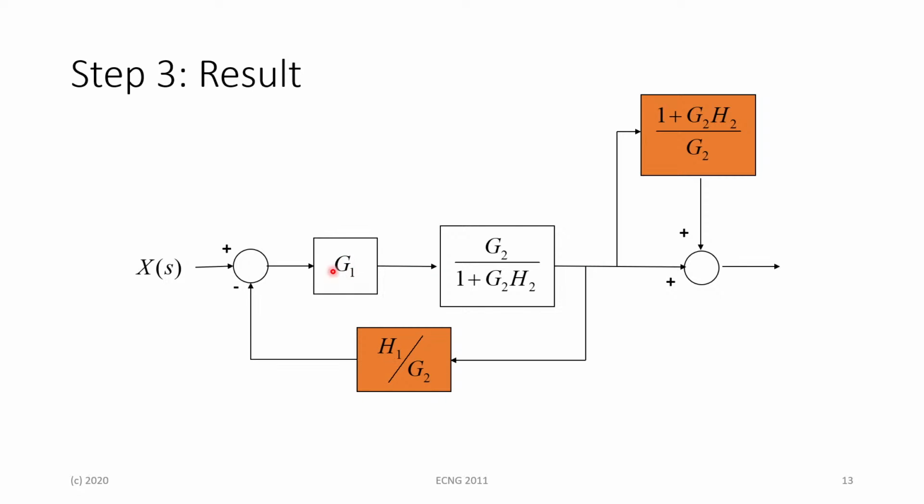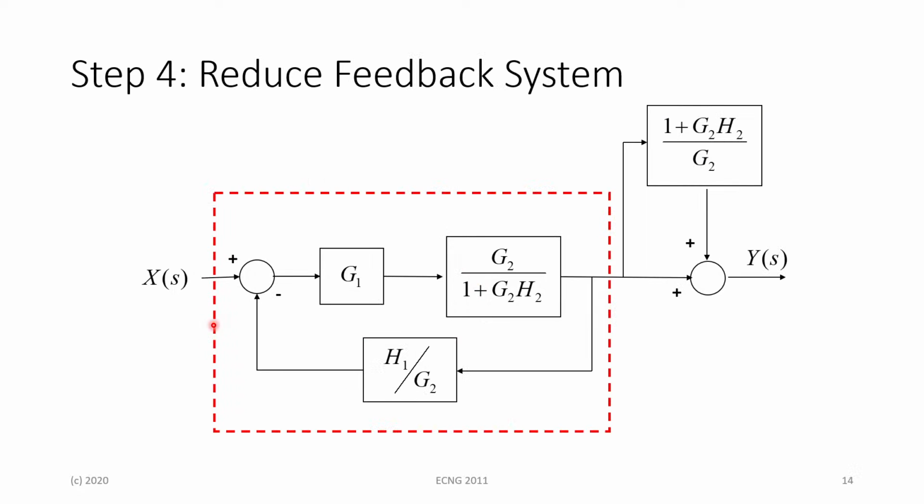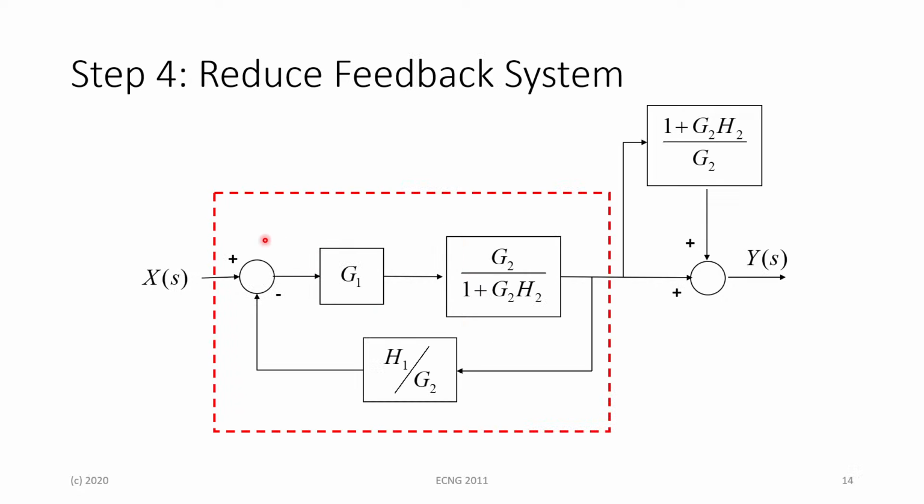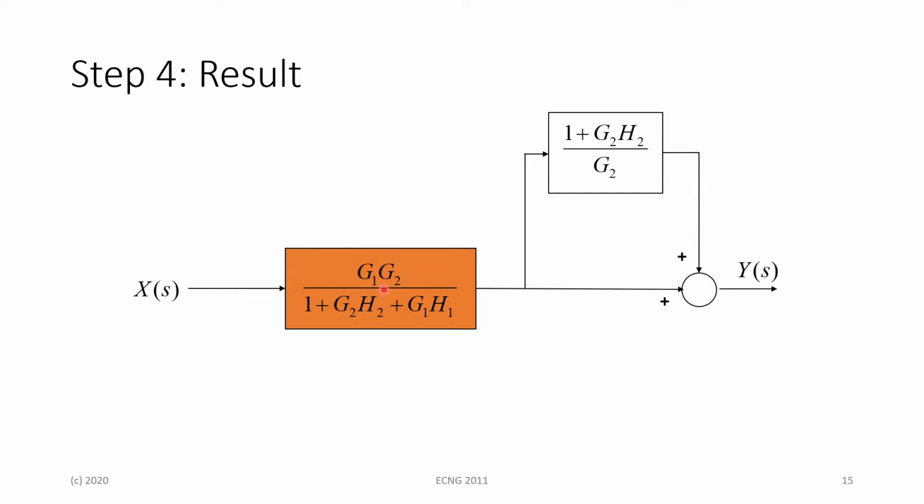So we can say here that the multiplication of these two blocks will generally be our G, and our block representing the feedback is going to be H. So we reduce this feedback system using our general negative feedback equation, which is G divided by 1 plus GH. And after we do all the math, we get this entire feedback system reducing into one block, which is going to be G1 G2 divided by 1 plus G2 H2 plus G1 H1.